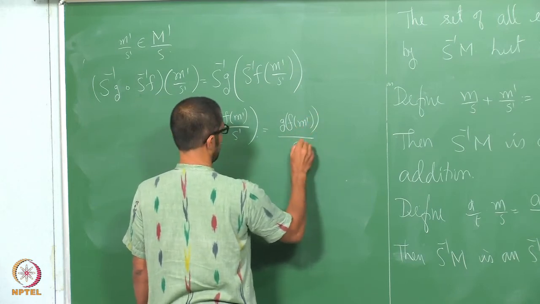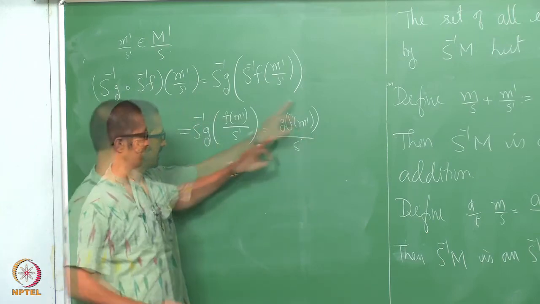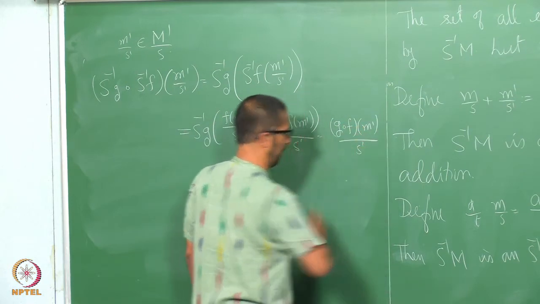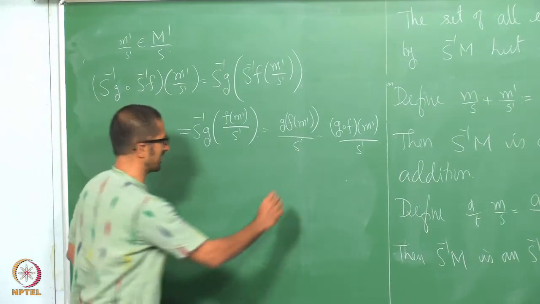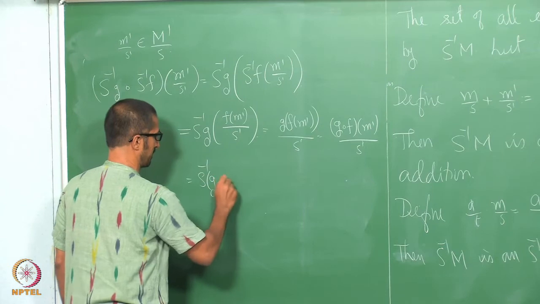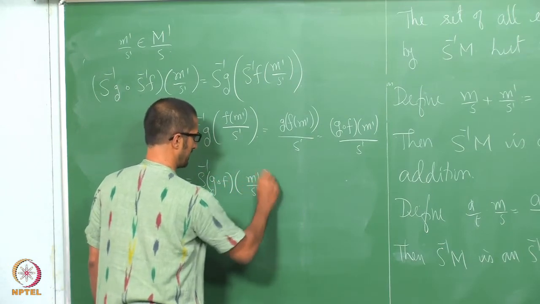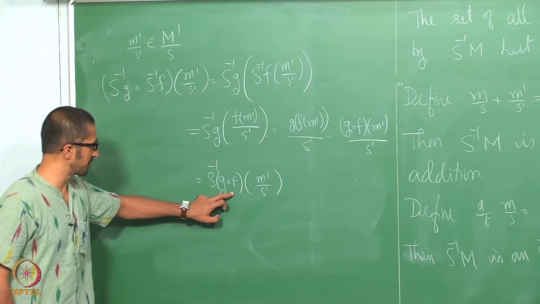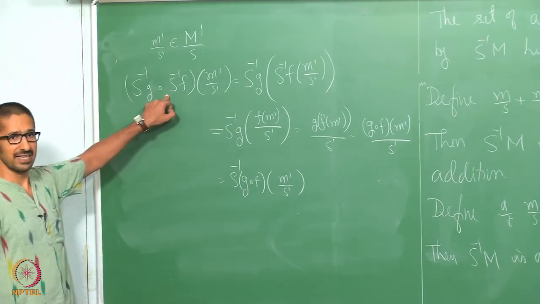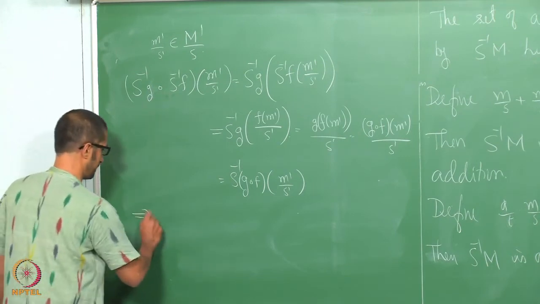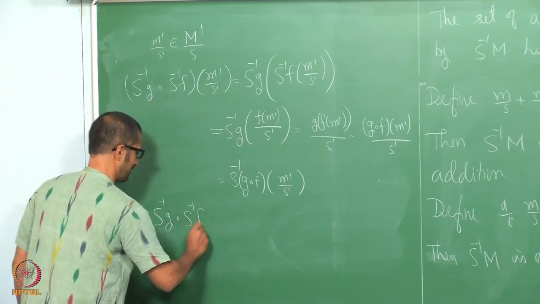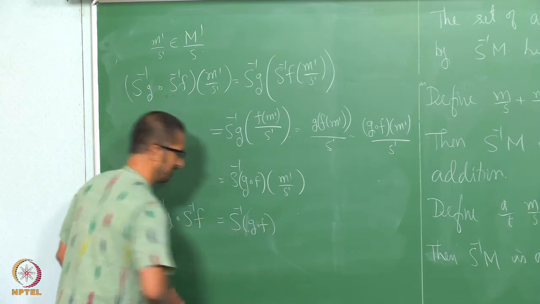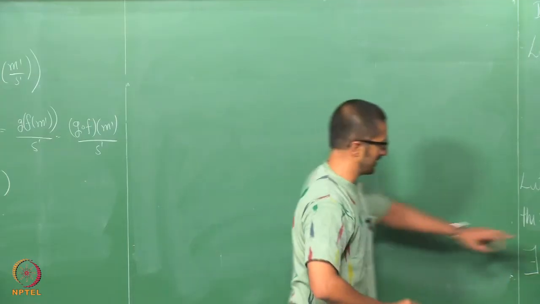by S prime. But again look at this one, this is G composite F acting on m prime by S prime, but this is nothing but S inverse of G composite F acting on m prime by S prime. So what have we proved? That S inverse of G composite F is S inverse G composite S inverse F. Now suppose this sequence is exact.